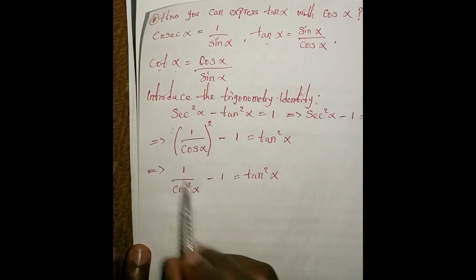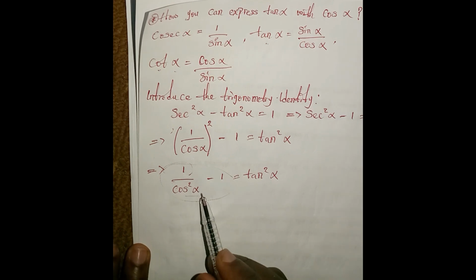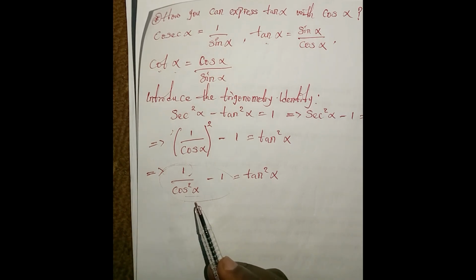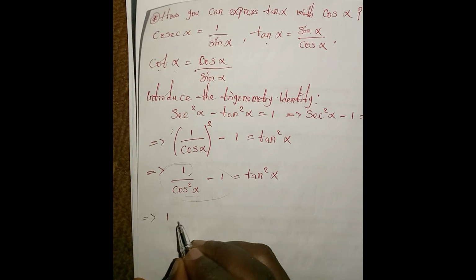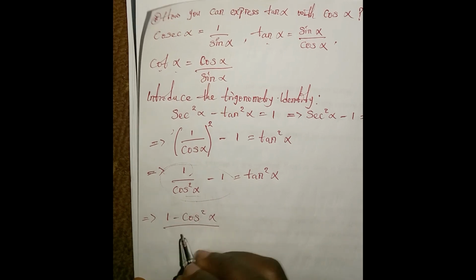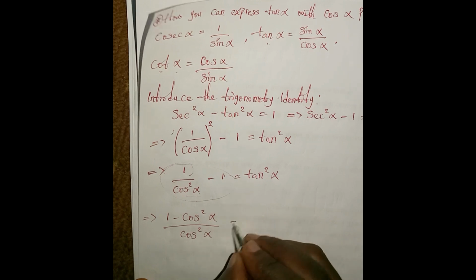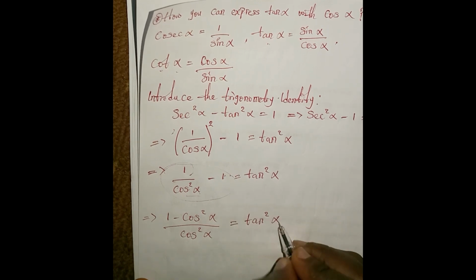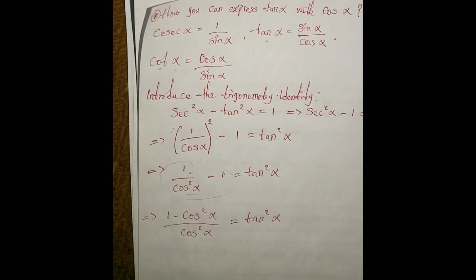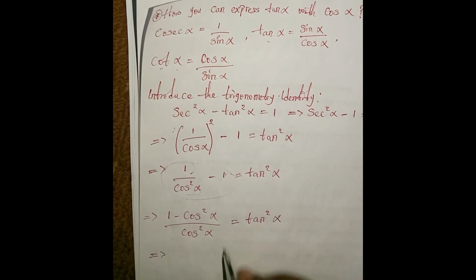Now, you can simplify this. Simplifying this, we'll have 1 minus cos square alpha over cos square alpha, meaning we multiply cos square alpha by 1 here, having this expression, which is equal to tan square alpha. What we've been trying to do is express tan alpha in terms of cos alpha. Now, for our final answer, we'll square root both sides.